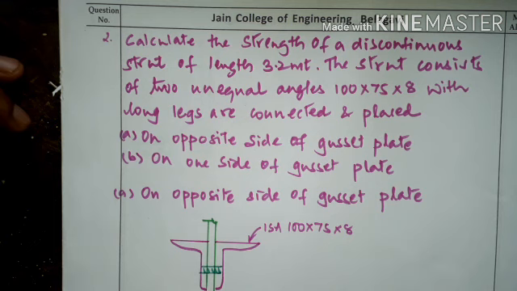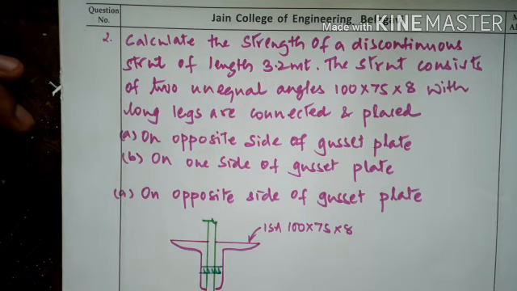Okay, so after that, in today's session we'll solve one problem and we'll study the behavior of the double angle strut when connected on the opposite side of the gusset plate and the same side of the gusset plate. Understood? When it is connected on opposite side of the gusset plate, two angles back to back are connected on opposite sides of the gusset plate, and again two angles connected back to back on the same side of the gusset plate. Okay, so we'll discuss that.